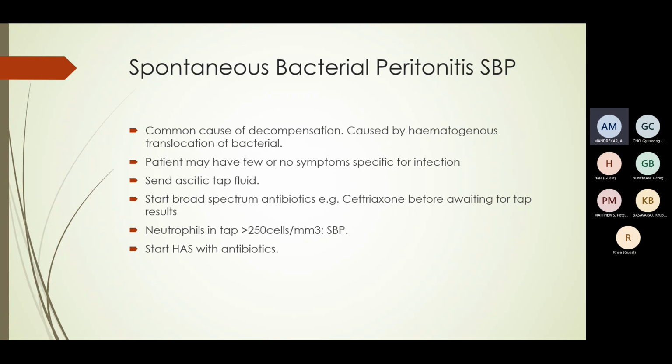So if you have any suspicion, you start broad spectrum antibiotics. You don't wait for any results. You don't wait for cultures. You just start them on it. Particularly if they've had a previous episode, then absolutely you should. And sometimes they will be on prophylactic antibiotics anyway. Send ascitic tap fluids. Often this will be done probably by the acute take team, maybe even in ED, a quick ascitic tap. And we're looking for neutrophils of more than 250 cells per millimetre cubed. Obviously, if they grow something in it, then that would be an indication. All of these patients should have human albumin in addition to antibiotics.